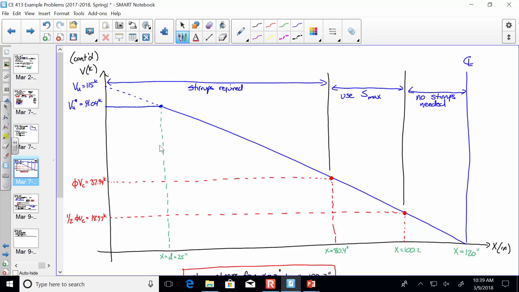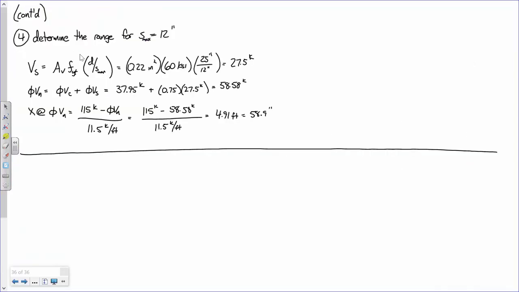Okay. Now our design procedure is going to get a little more intricate. I'm going to do what I did last time and write this out verbally, because I think that helps everybody understand what I'm doing. So I want everybody to pay attention. The first thing I'm going to do is place my first stirrup at x equals 2 inches. Then I'm going to use 4-inch spacing until x equals what?